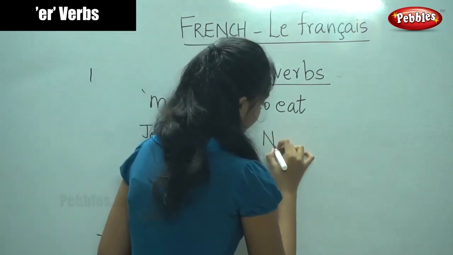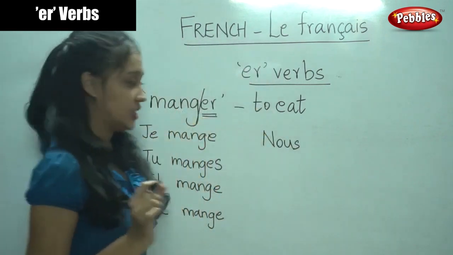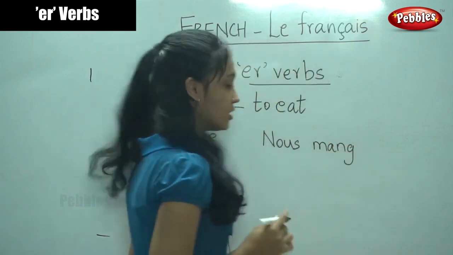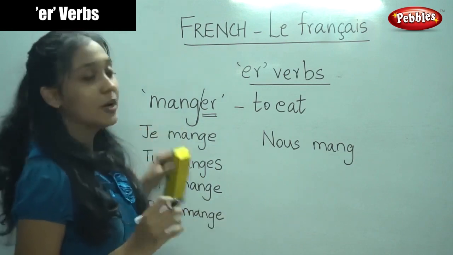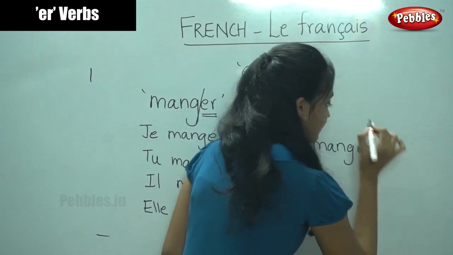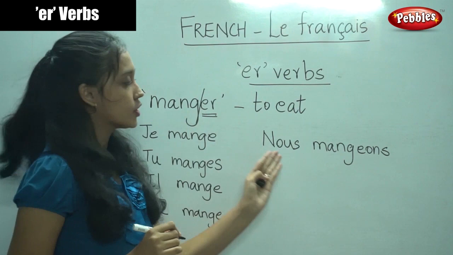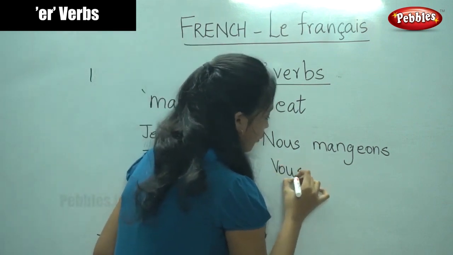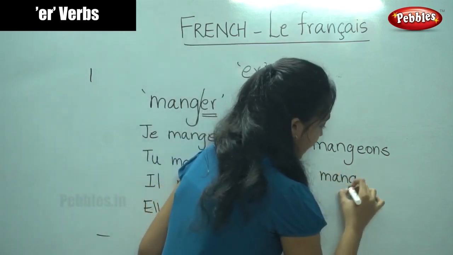For nous, for the verb manger, there is a small change. Normally, we would remove E and R and replace it with ONS. For the verb manger, you have to add EONS. This is just a small change for the verb manger for the conjugation of nous. Next, for vous, it is mangez.